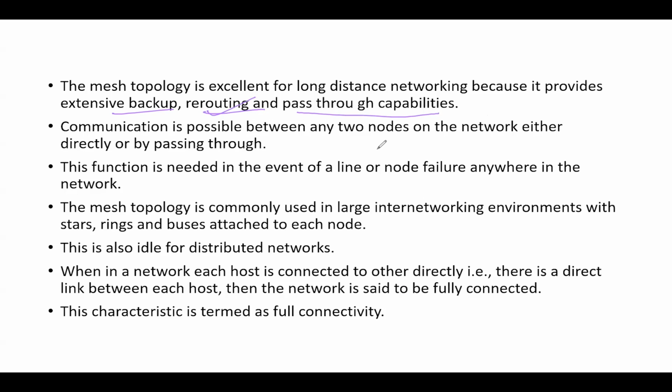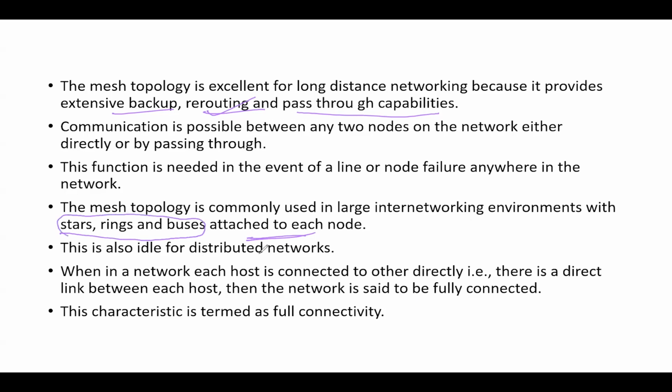Communication is possible between any two nodes on the network, either directly or by passing through. It is not necessary that I should have a direct connection. Like in a star topology, I need not have a direct connection to the hub. I can have an alternate connection also. This function is needed in the event of a line or a node failure anywhere in the network. The mesh topology is commonly used in large internetworking environments with stars, rings, and buses attached to each node. So we can use all these topologies together and form a mesh topology.